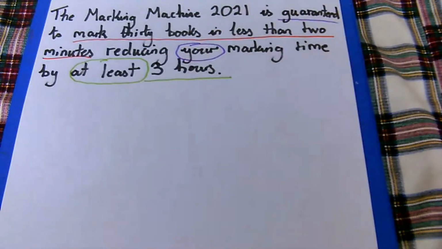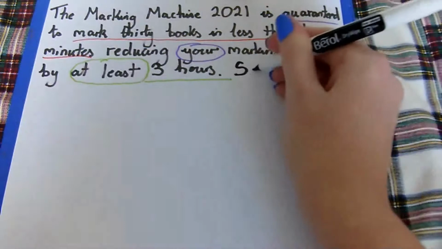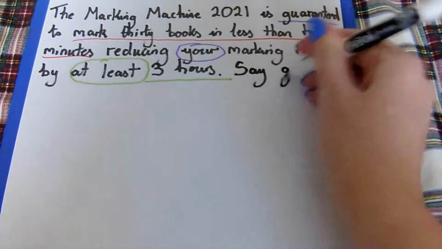Okay, now I want to introduce another point. So my next point is about how teachers have to use a lot of highlighters when they mark. So I'm going to turn that into a positive of the machine by saying that it has a never-ending supply of highlighter ink. So let's think of a sentence starter rather than just saying this machine has a never-ending supply of highlighter ink. I'm going to say goodbye.